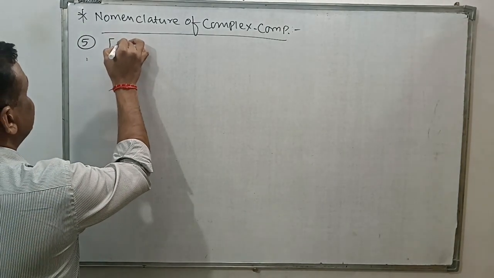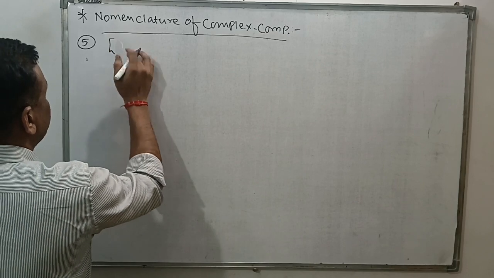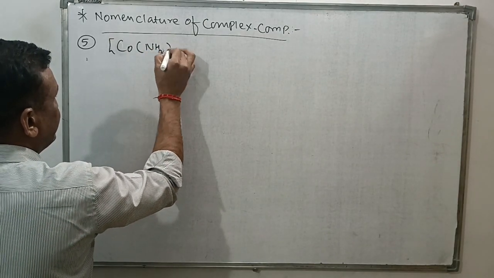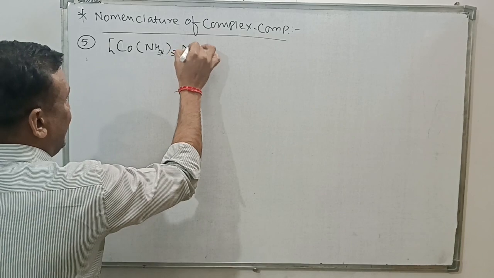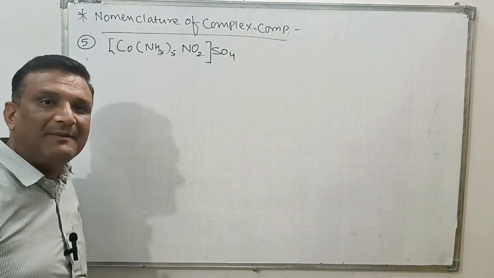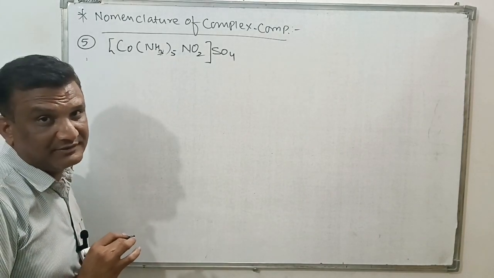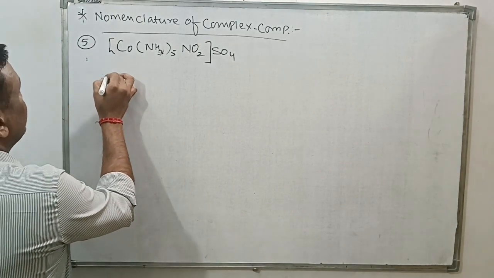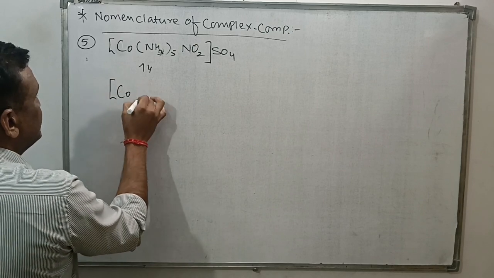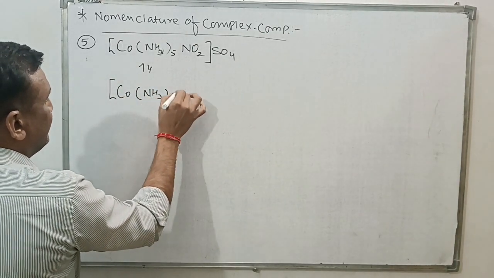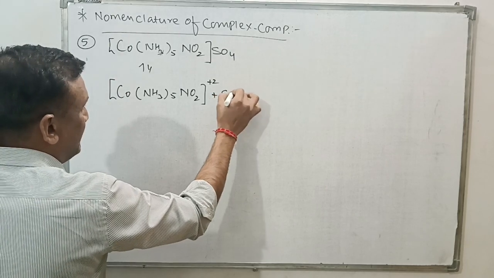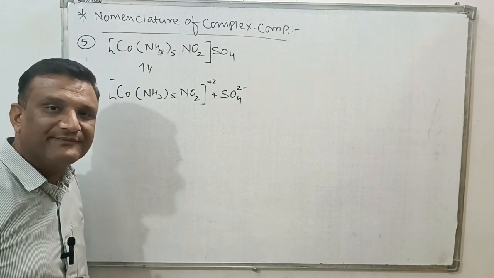Suppose this is [Co(NH3)5(NO2)]SO4. This is the compound. If we go with the nomenclature, this is very important. First of all, ionization. It will be ionized as follows: [Co(NH3)5NO2]2+ and SO4 2-, because SO4, as you all know, carries a 2 minus charge.